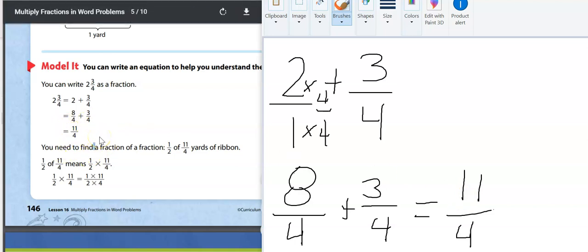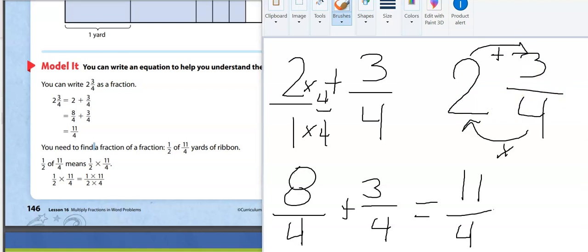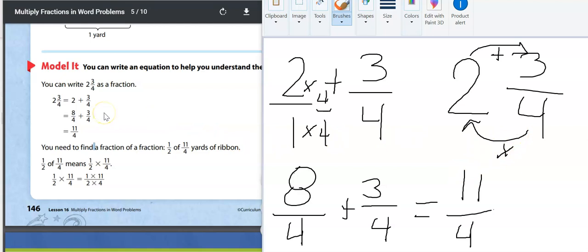Now some of you may say, Miss Colville, all they did was change 2 3/4 from a mixed number into an improper fraction, and you are absolutely correct. So remember, when we're in class, I taught you there's an easier way to change a mixed number into an improper fraction. You take your denominator times your whole number, and that gives you 8. 8 plus 3 is 11, and that will give you 11 over 4. So boys and girls, both methods will give you the same answer.